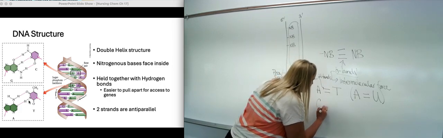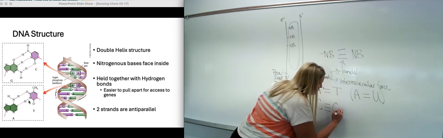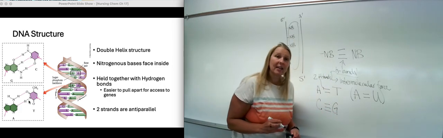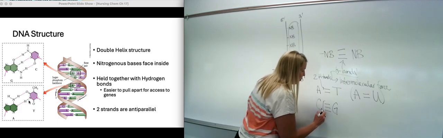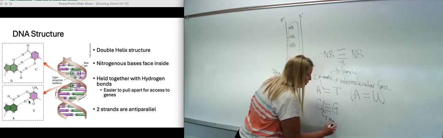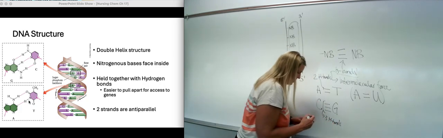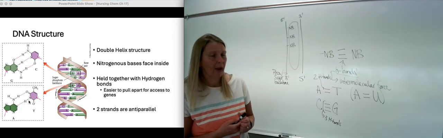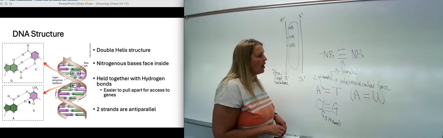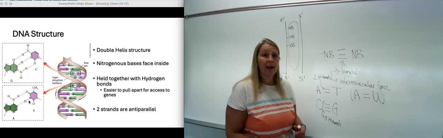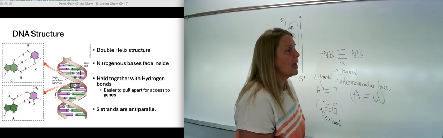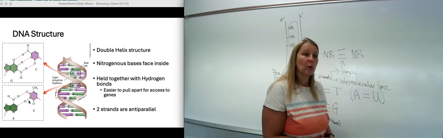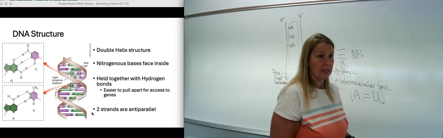But when we have C to G, we have 3 hydrogen bonds. So we have 3 hydrogen bonds between cytosine and guanine. Okay? That's important because it tells us about the strength of the interactions. 3 is more than 2. So we have more hydrogen bond interactions between C and G than we do between A and T.